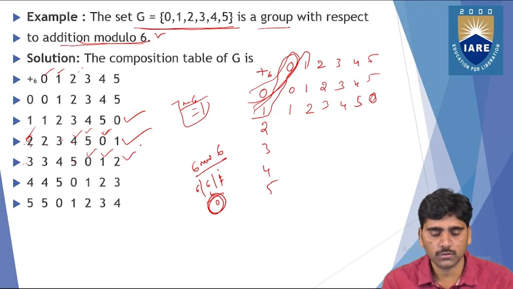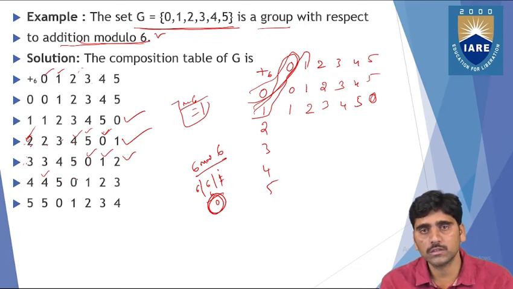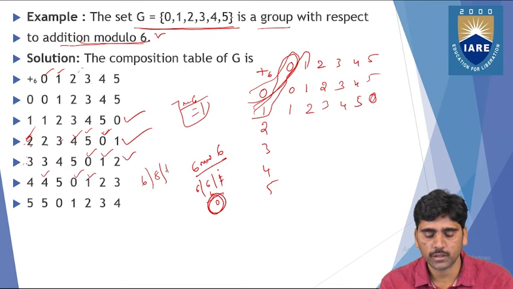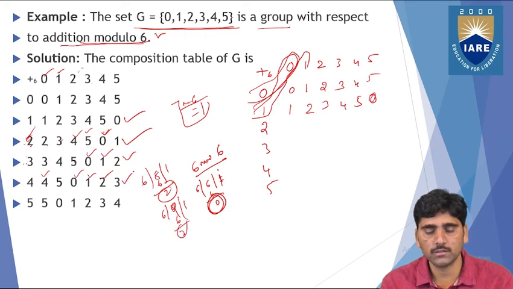Right. So next, 4 plus 0 is nothing but 4. 4 plus 1 is nothing but 5. 4 plus 2 is nothing but 6. 6 modulo 6 is nothing but 0. And 4 plus 3 is 7. 7 modulo 6 is nothing but 1. And 4 plus 4 is 8. 8 divided by 6, 6 ones are 6 and the remainder is 2. So the 2 will come here. And 4 plus 5 is 9. So 9 divided by 6, 6 ones are 6 and 9 minus 6 is 3. So 3 is the remainder.